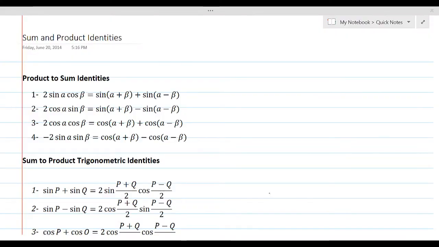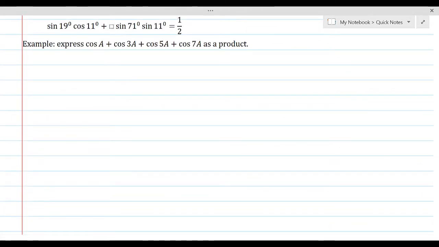In this lesson, we will explore identities related to sum, difference, and products of sines and cosines. Let's get started with the first one, and we are going to find out the sum of sine and sine.